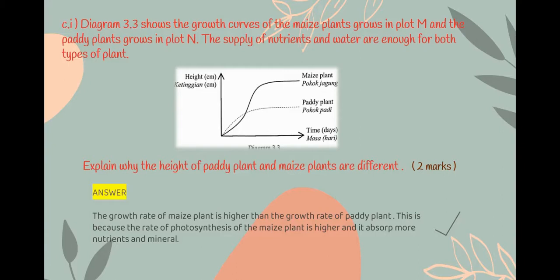So the answer is, the growth rate of maize plant is higher than the growth rate of paddy plant. This is because the rate of photosynthesis of the maize plant is higher and it absorbs more nutrients and minerals.